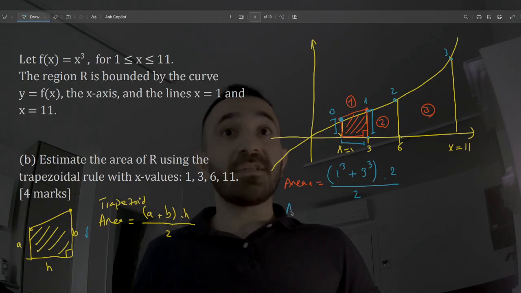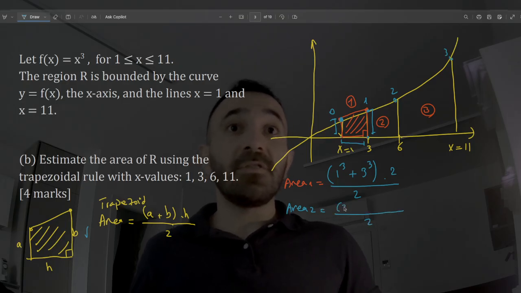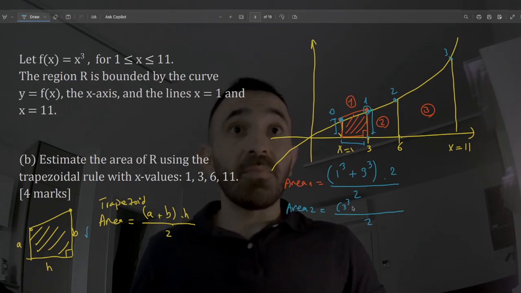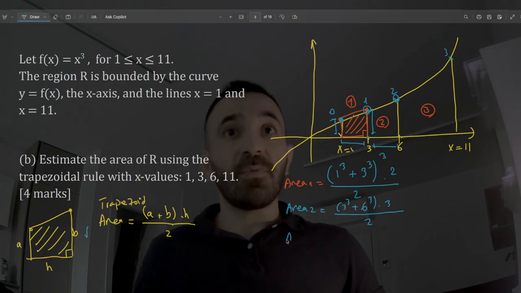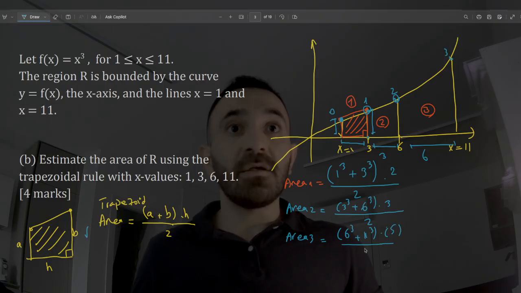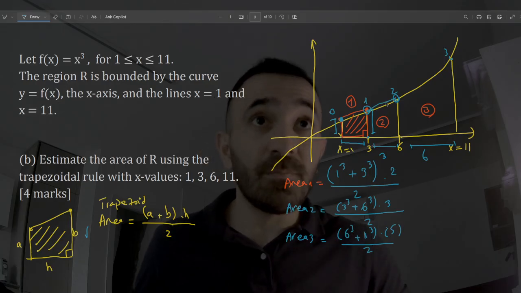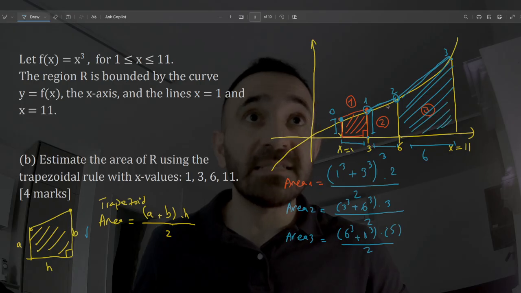Now, can I go and find the area for the second section? Maybe you can pause the video and do it on your own. 3 to the power of 3 plus 6 to the power of 3 times, this time 6 minus 3, which is 3 units, divided by 2. And what about the area of section number 3? It's 6 to the power of 3 plus 11 to the power of 3 times, this time 11 minus 6, which is 5, divided by 2. Remember, this is section 2 and this is section 3. So in section 3, I'm finding this value here. And in section 2, I'm finding this value here, okay? And in section 1, I found this value here.